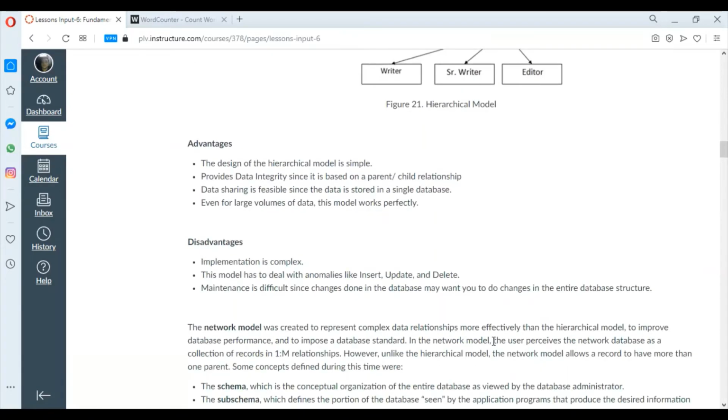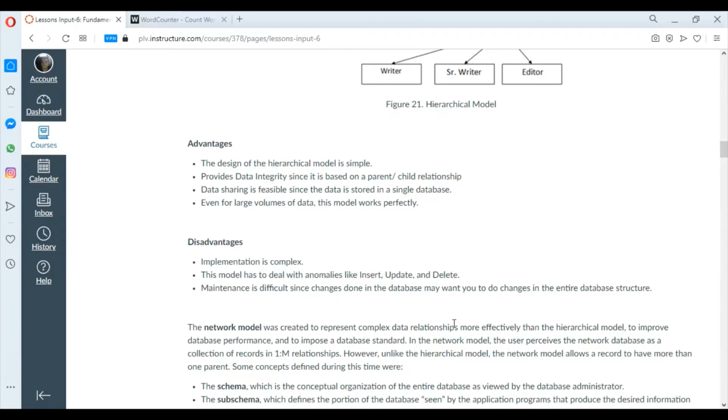The advantages are that the design of the hierarchical model is simple, and it provides data integrity since it is based on a parent-child relationship. Data sharing is feasible since the data is stored in a single database. Even for large volumes of data, this model works perfectly. While the disadvantages are that the implementation is complex, and the model has to deal with anomalies like insert, update, and delete. Maintenance is difficult to provide because changes done in the database may require you to make changes in the entire database structure.